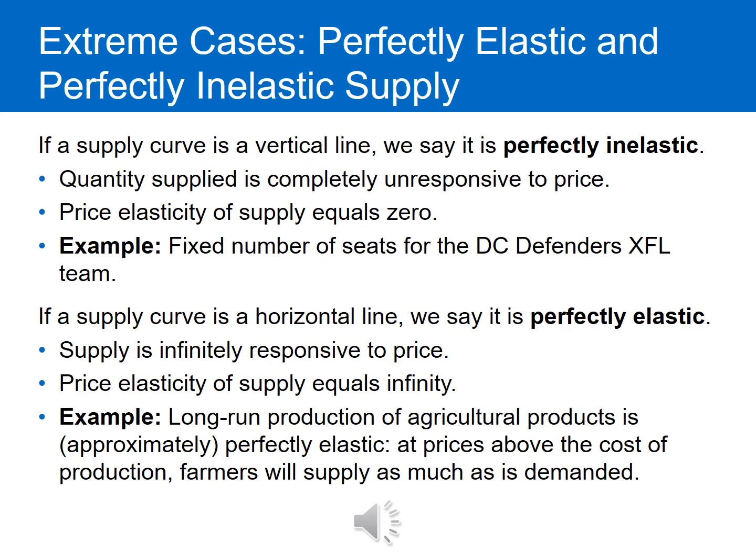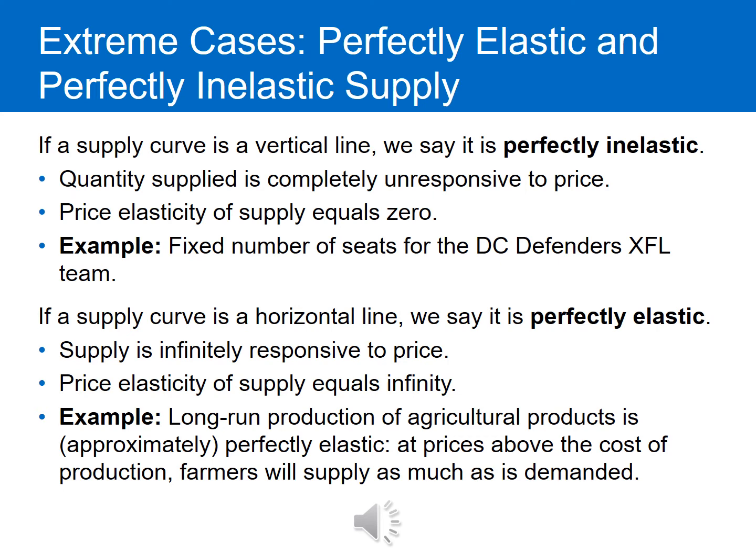Again, price elasticity of supply has some extreme cases, so let's look at these. The supply curve is a vertical line. We call that perfectly inelastic. When the price elasticity of supply is perfectly inelastic, the quantity supplied is completely unresponsive to price. So no matter what changes we have in price, you're not going to see the firms produce more. In this case, the price elasticity of supply equals the number 0.